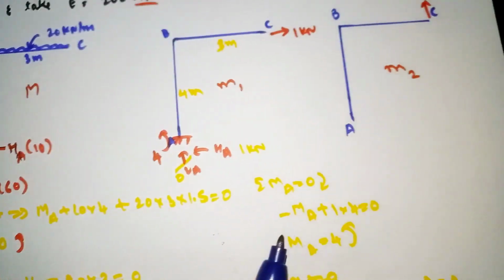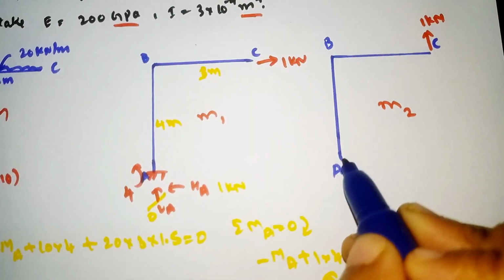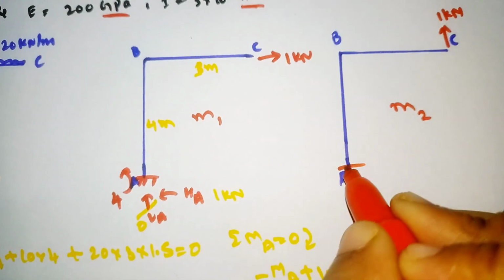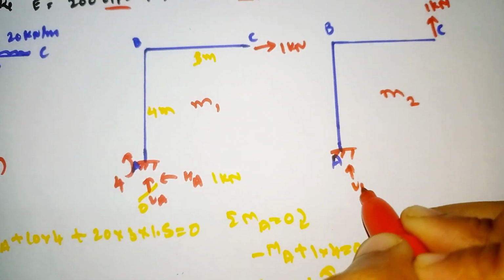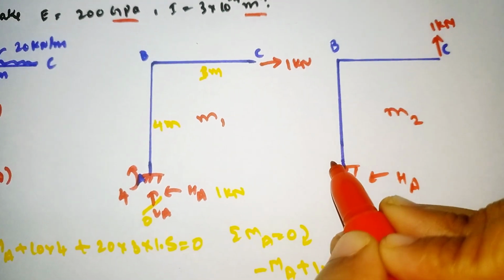So now we need to find the support reaction for this M2. So here also a fixed end is there. Three reactions will come: one is vertical VA, horizontal HA, and moment will come.